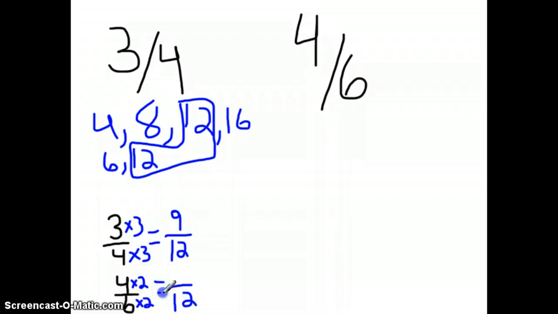That gives me 8 on the top, and of course 12 still on the bottom. So now instead of comparing 3/4 and 4/6, we're actually comparing 9/12 and 8/12, and we can easily see that 9 pieces out of 12 is bigger than 8 pieces out of 12, and since 9/12 was equal to 3/4, we can say that 3/4 is the bigger fraction here.